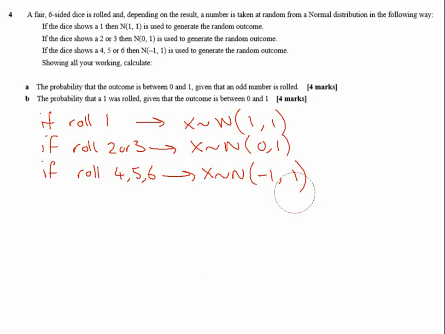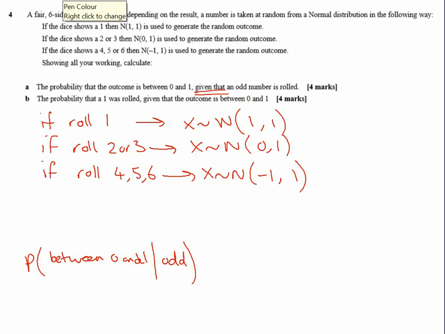And then we read part A and it says the probability of the outcome is between 0 and 1 given that. I'm going to underline those 2 words, really important words there. We know we're now dealing with conditional probability, so we've got conditional probability with the normal distribution. So given an odd number is rolled, the question is, what is the probability that we're going to get between 0 and 1, given that it's odd?